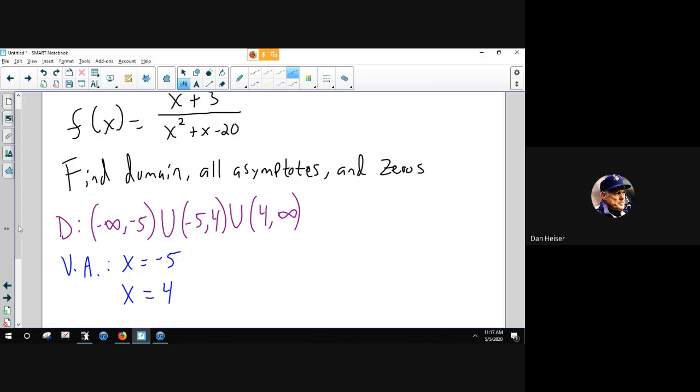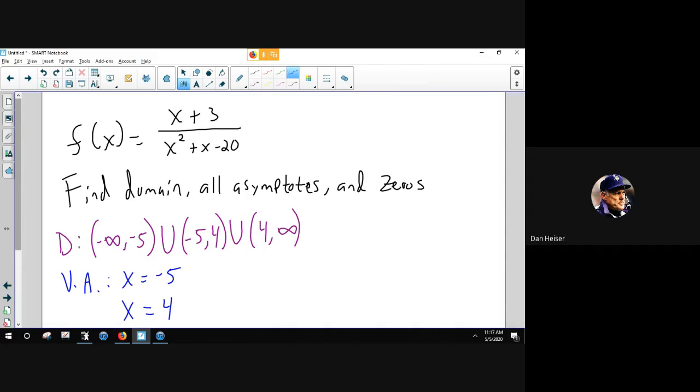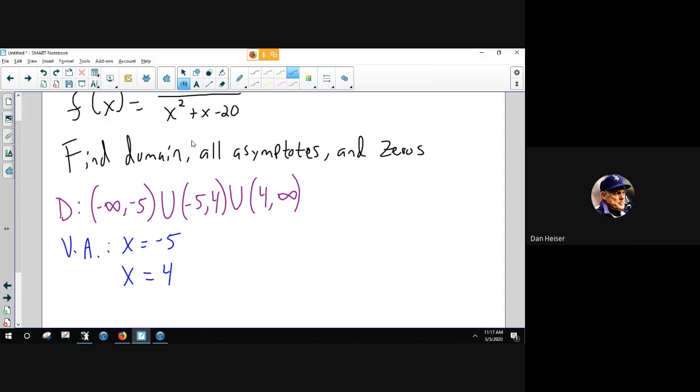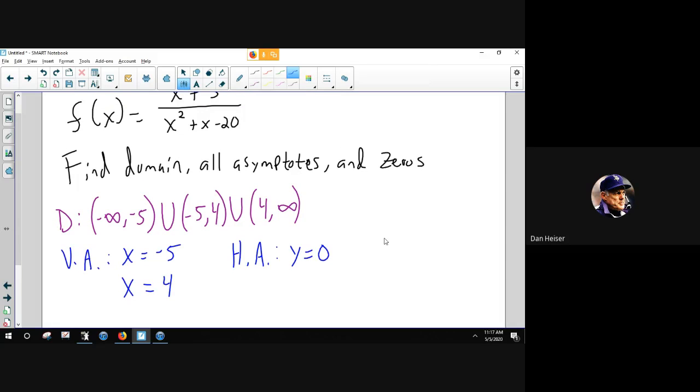Moving on to the horizontal asymptote. We know it's horizontal because the degree of the numerator is less than the degree of the denominator. And we know that when that happens, we get a horizontal asymptote, and it's y equals 0. This problem is coming together very nicely.